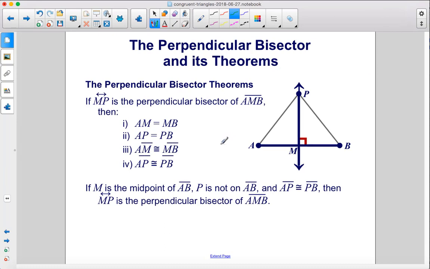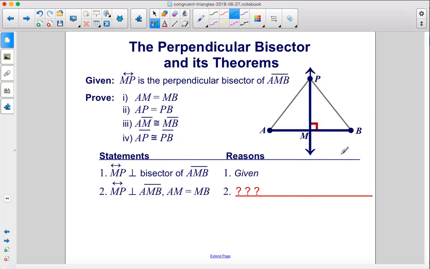The perpendicular bisector and its theorems. If MP is the perpendicular bisector of AB, then AM equals MB, so this length equals this length. AP equals PB. AM is congruent to MB, and AP is congruent to PB. If M is the midpoint of AB, P is not on AB, and AP is congruent to PB, then MP is the perpendicular bisector of AB.